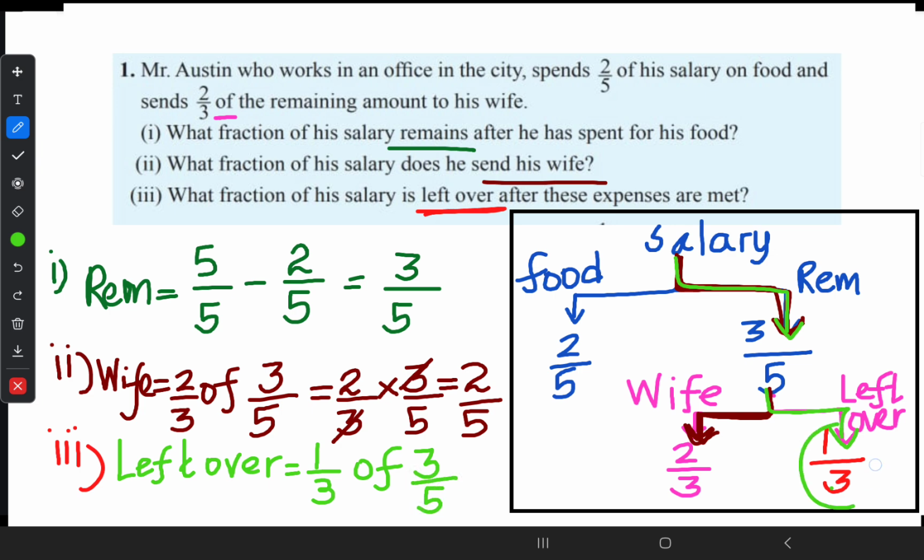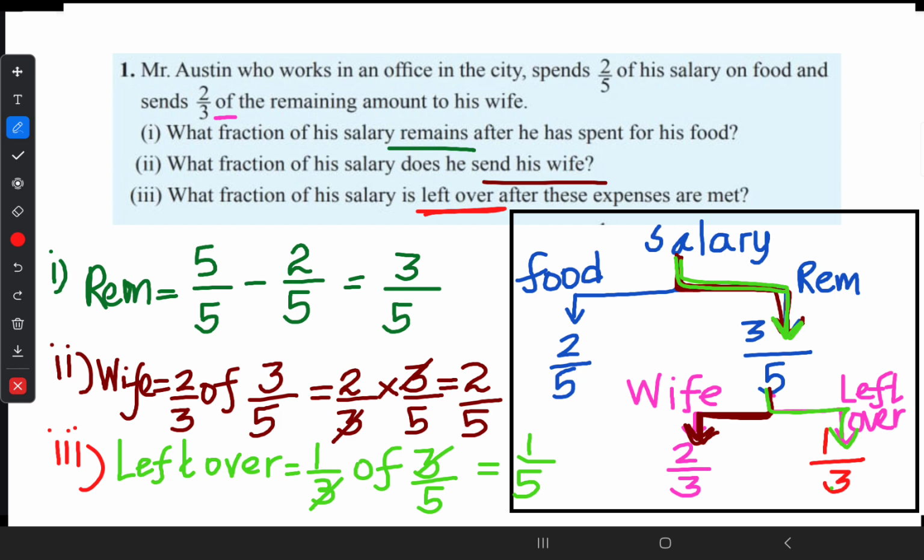You cannot tell this one only. This is not the real one. There is a division, so you should consider that one. From the remaining, he will keep 1 upon 3 as a leftover amount. So 1 upon 3 of the remaining amount. That's what I denoted here. So we can simplify this 3 and 3. That will give you 1 over 5. From the total salary, the leftover amount in fraction would be 1 over 5.